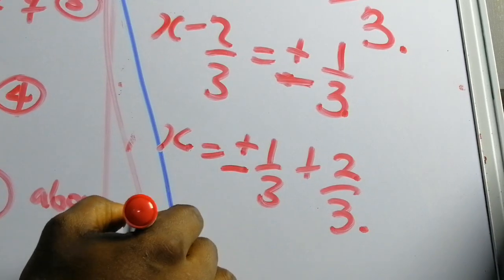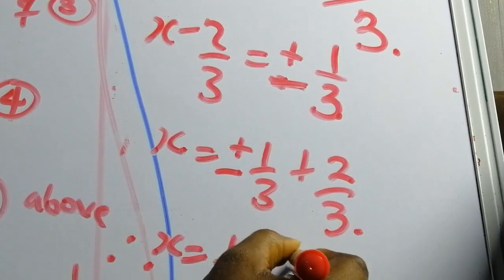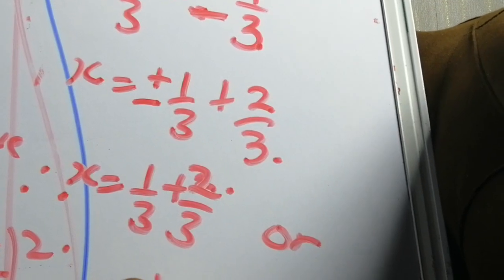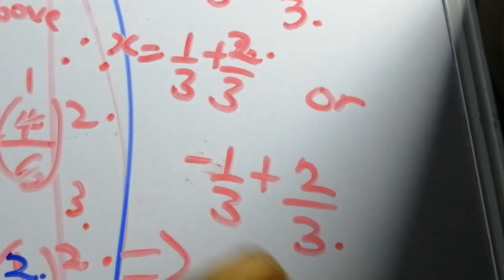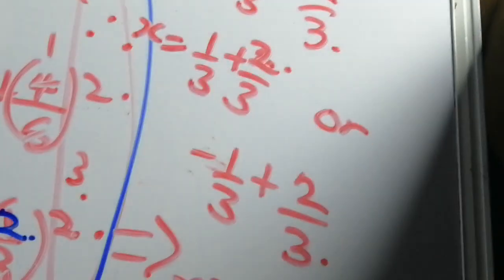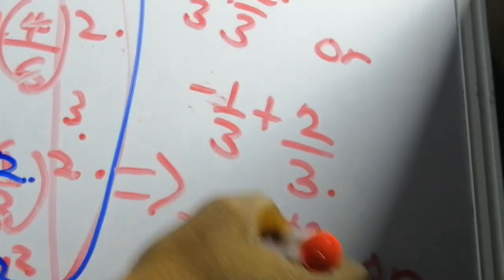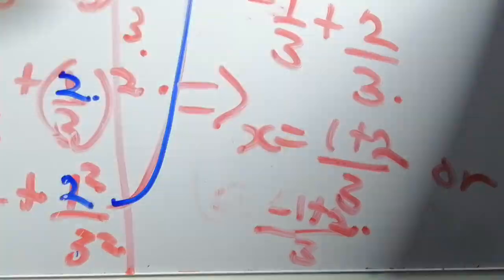Okay? So it means, therefore, my x can either be 1 over 3 plus 2 over 3, or minus 1 over 3 plus 2 over 3. That implies that if I look for the LCM here, my x will be equals to, the LCM is 3, so 1 plus 2 over 3, or the other one is minus 1 plus 2 over 3.